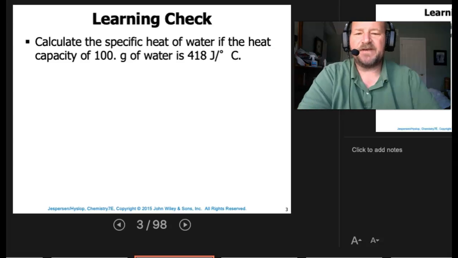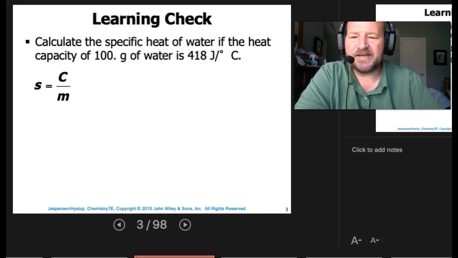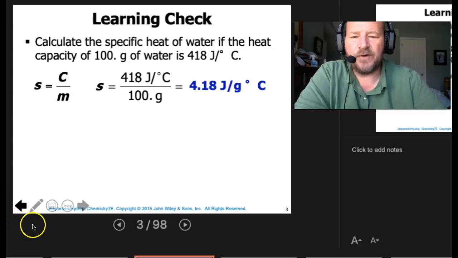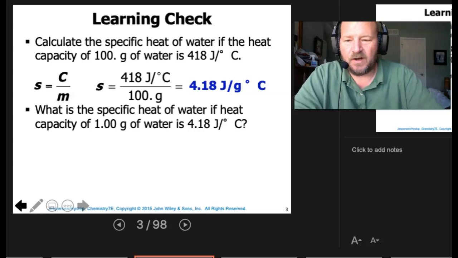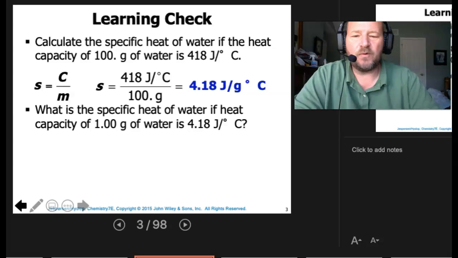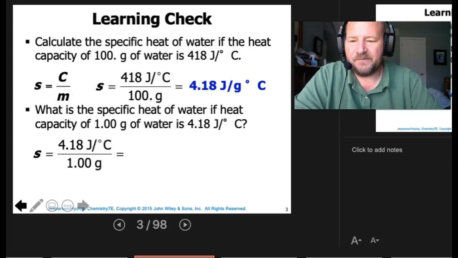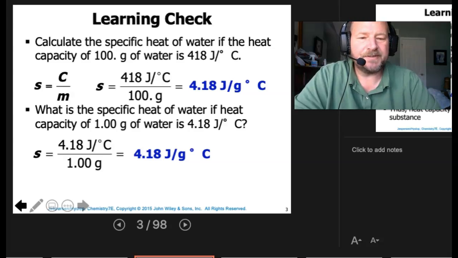All right, so calculate the specific heat of water if the heat capacity of 100 grams of water is 418 joules per degree C. So of course, specific heat then is capacity over mass. So we'd simply plug that in, 418 joules per degree C over 100 grams would give us 4.18 joules per gram degree C. All right, so what is the specific heat of water if the heat capacity of 1 gram of water is 4.18 joules per degree C? So we know the capacity then would be 4.18 over 1 gram, which would then give us the specific heat of water as 4.18 joules per gram degree C.